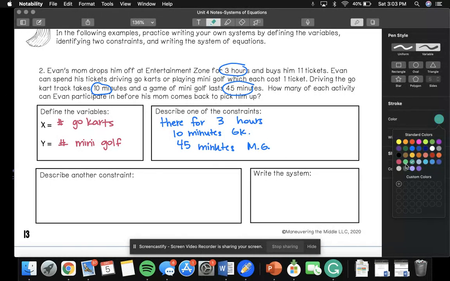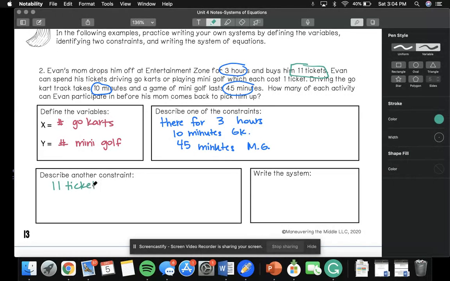The other constraint that I see, the other condition, is that his mom gave him money and he bought 11 tickets. Okay, so the other constraint is that he has 11 tickets. If I see anything else, each game that he participates in costs 1 ticket each.